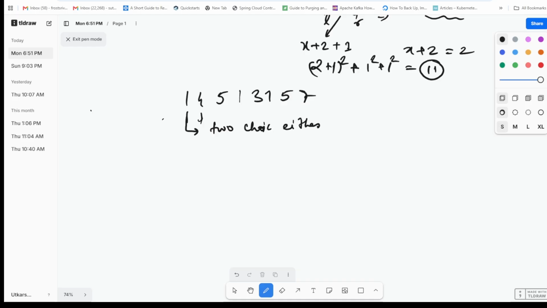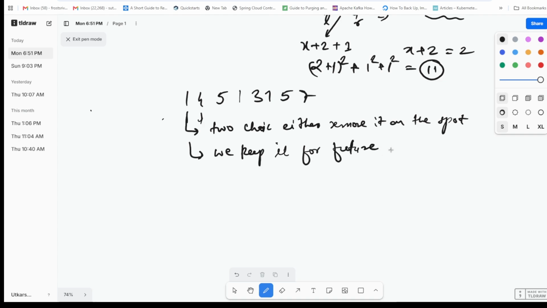Either we remove it on the spot, or second, we will keep it for our future, so that it may be possible that in future it may contribute to a bigger score than it is contributing now, if we are removing it now single-handedly. Like if we see here, if we remove this one on the spot, then it will contribute only one, right? But in the future, if we remove this one, then it will combine with this one. Then in that case, it will be 1 1 3 5 1 5 7.